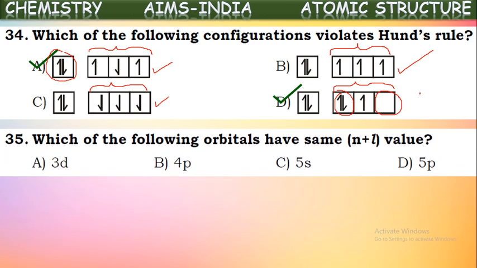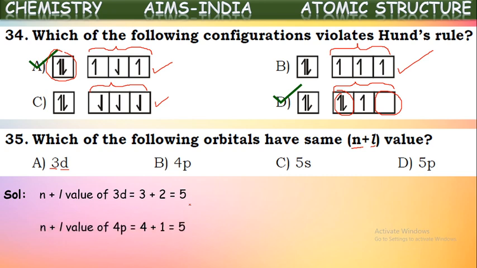Next one, which of the following orbitals have the same n plus L value? So what is the n plus L value? n represents the principal quantum number value, and L represents the azimuthal quantum number value, which is taken from the subshell in which the electron is located. Now if you see the first one, 3D, the n plus L value of 3D is 5, because the n value is 3 here and the L value for the D subshell is 2. So total we get 5.